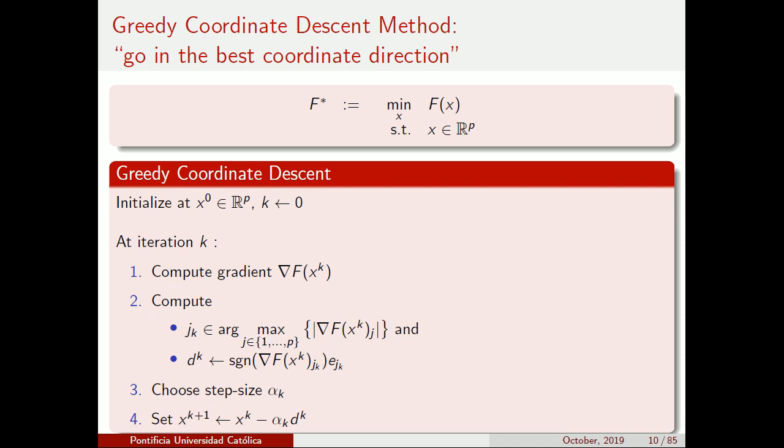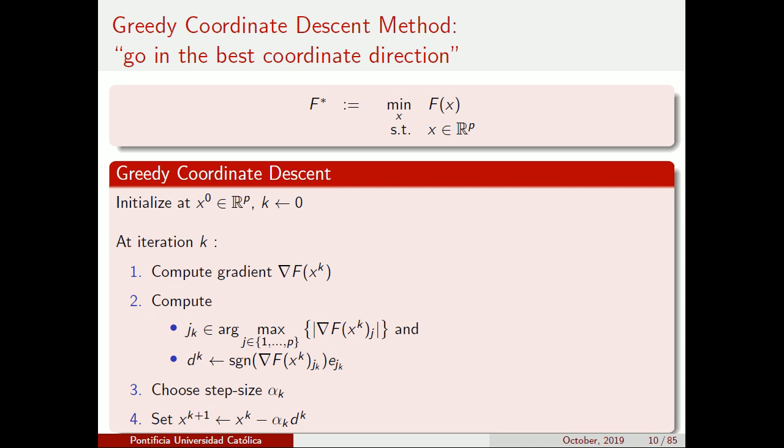So here's greedy coordinate descent. The greedy coordinate descent method just says, wherever I am in the algorithm, at my current point I compute the gradient, and I then see which component has the largest magnitude. So I compute the gradient and find the index of the component with the largest magnitude. I set my direction to be the unit vector in the j_k-th component, times the sign of this partial derivative. That just makes sure I'm going the right way.